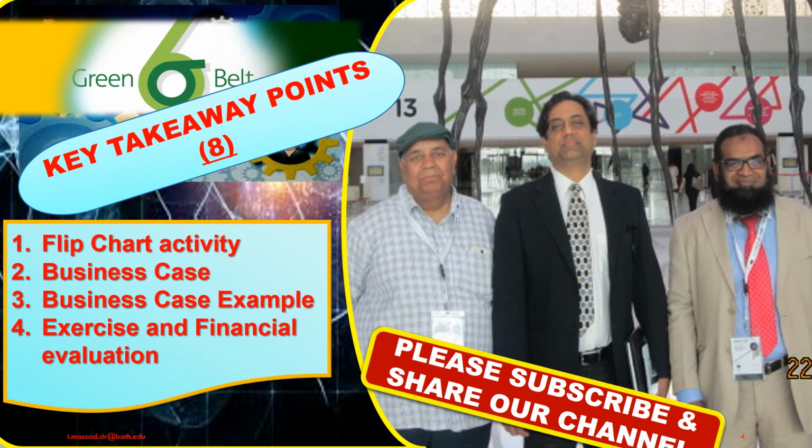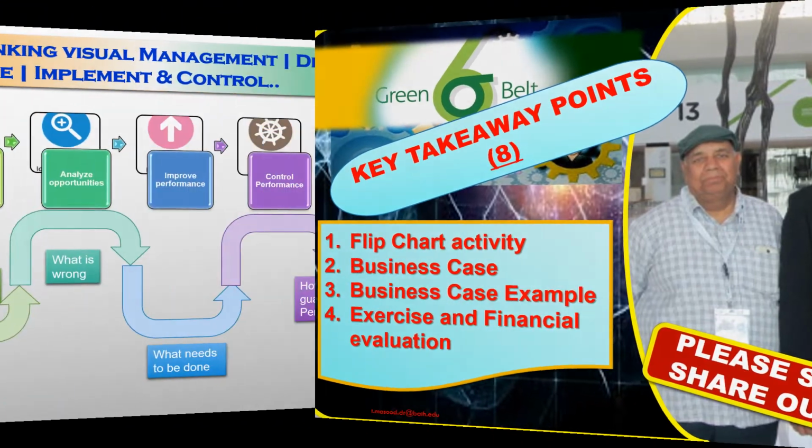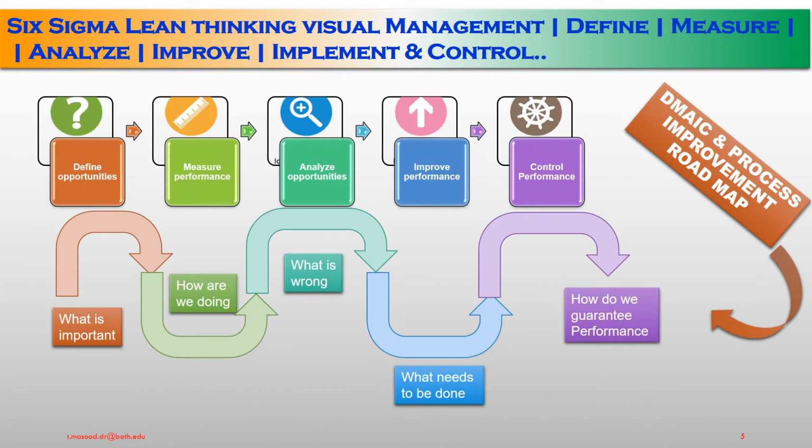Okay, today we are going to discuss the flipchart activity, key takeaway points of lecture number 9, a business case example, then we will do a small exercise, a business case exercise, and financial evaluation of the business case. Okay, first we will give highlights on DMAIC and a process improvement roadmap. What is basically define, measure, analyze, improve, control mechanism and the process improvement map.